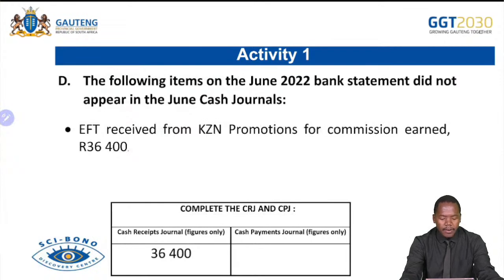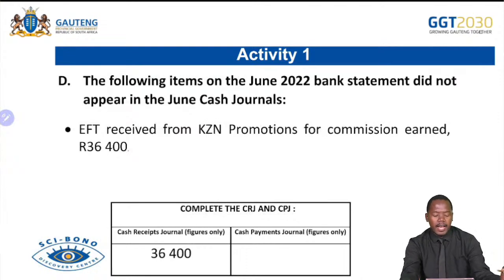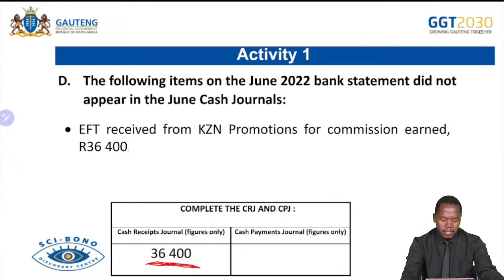Right, EFT received from KZN promotion for commission, 36,400. Now remember, EFT received, this is money in. Remember what I said to you? Money in is CRJ, money out is CPJ. Now we received money, this is why you see it on your CRJ. So this will be the second figure after the total.